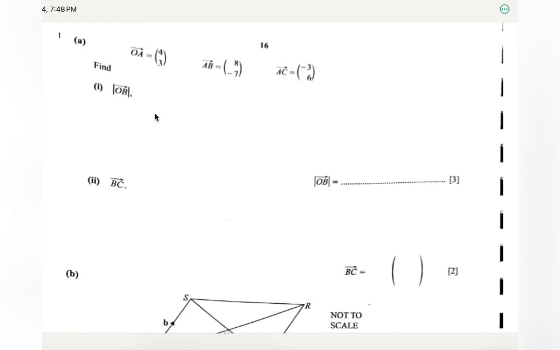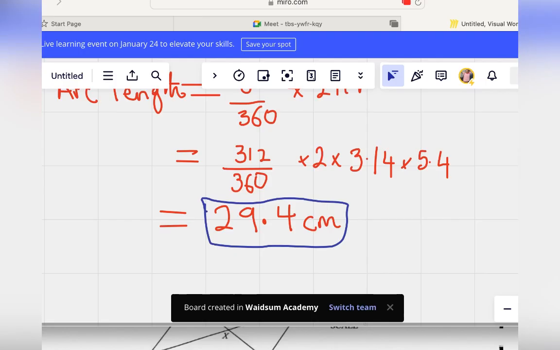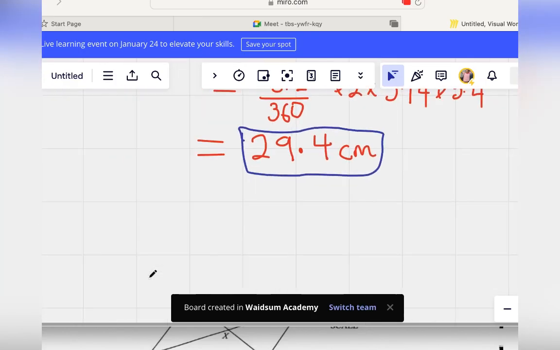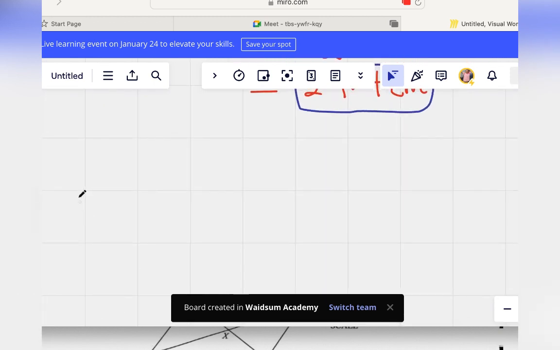Find vector OB. So we go to our classroom. Question 11. Vector OA has been given to be (3, 4).